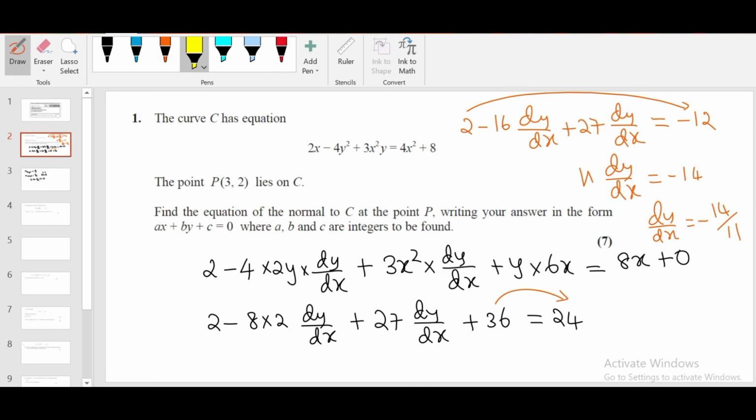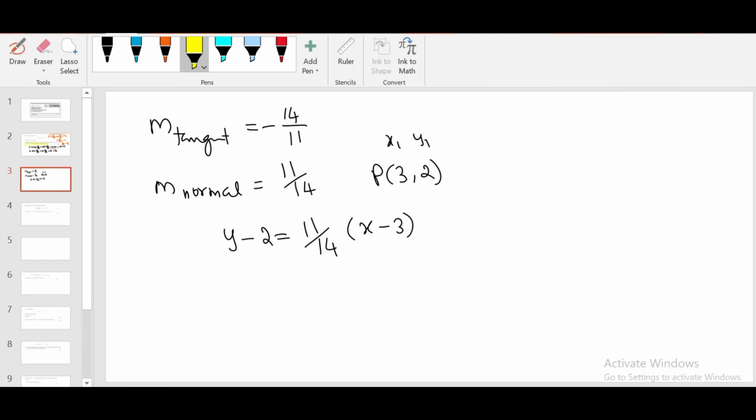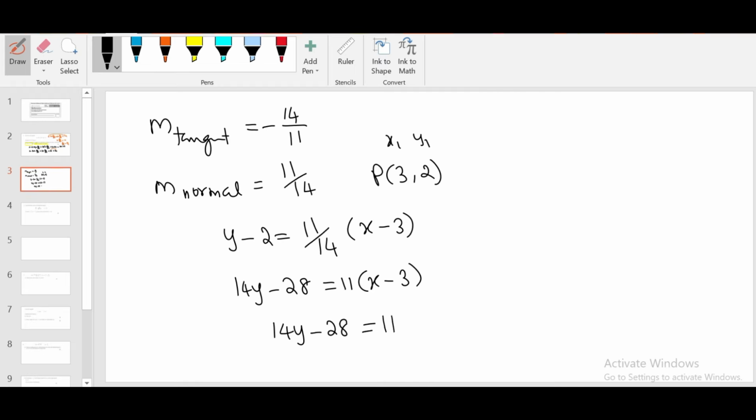Once you reach this step, go back and read the question first, how they want the answer to be. They want the answer in this format where a, b, c are integers. So you cannot have any fraction. So first multiply through by 14. So we'll get 14y minus 28 is equal to 11 times x minus 3.